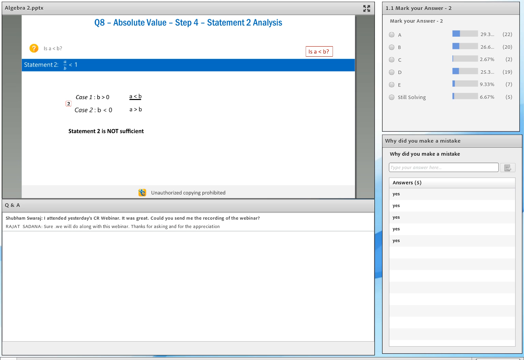Now, can I explain statement 2 again? When I say a by b is less than 1, what I'm saying is that a cannot be equal to b. Why? Because when a is equal to b, then a by b is equal to 1. It won't be less than 1, regardless of whether a is negative and b is negative, or a is positive and b is positive. Does that help, Jyotika?